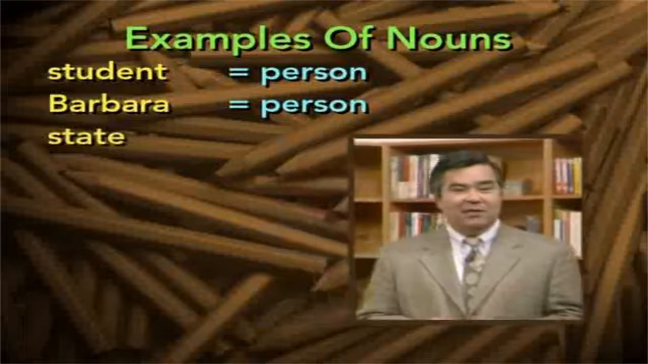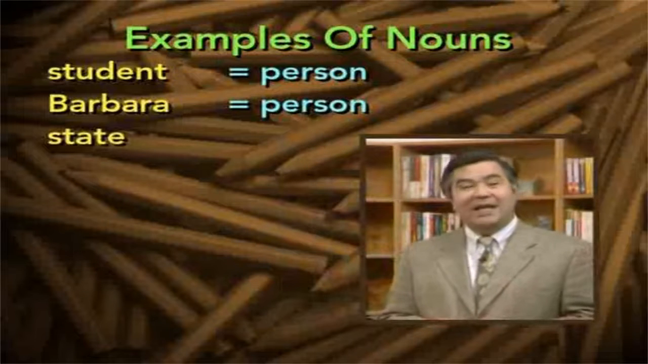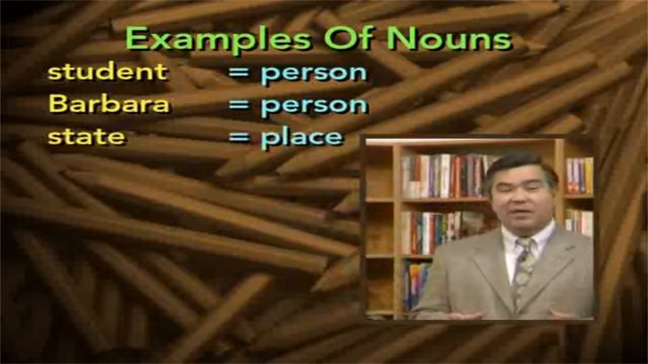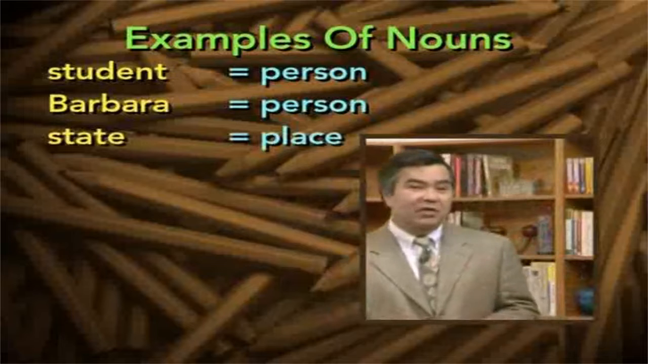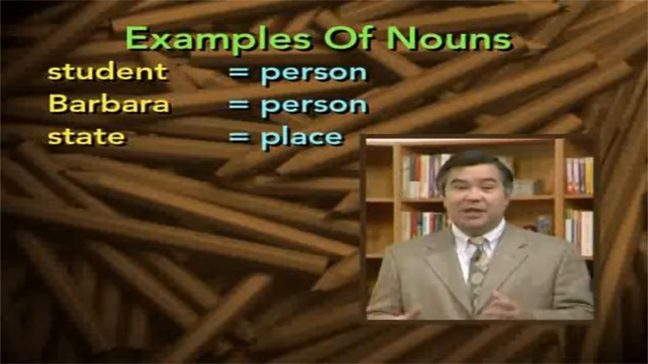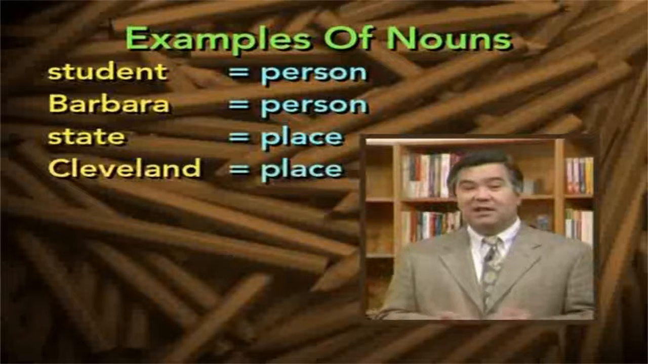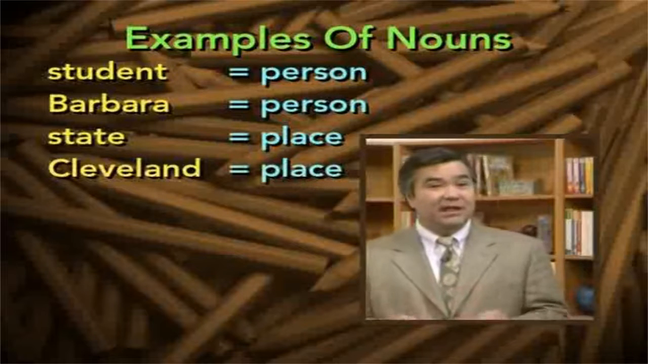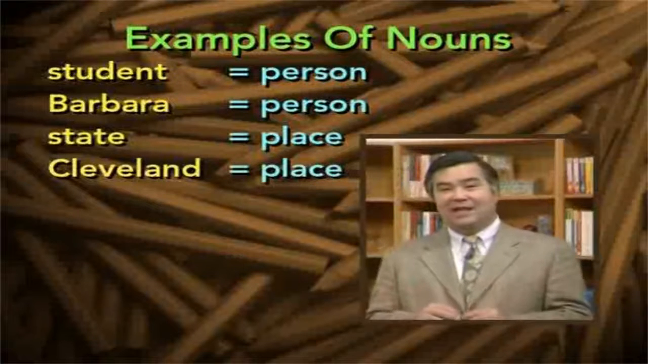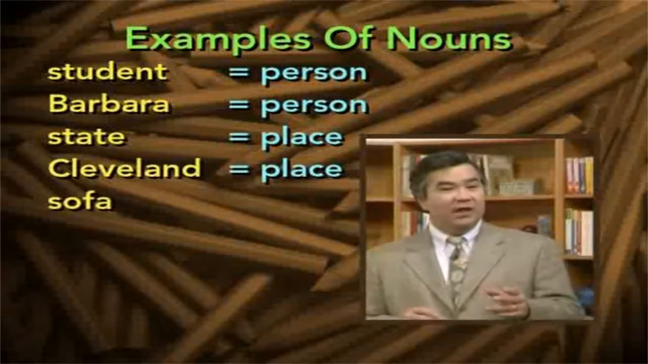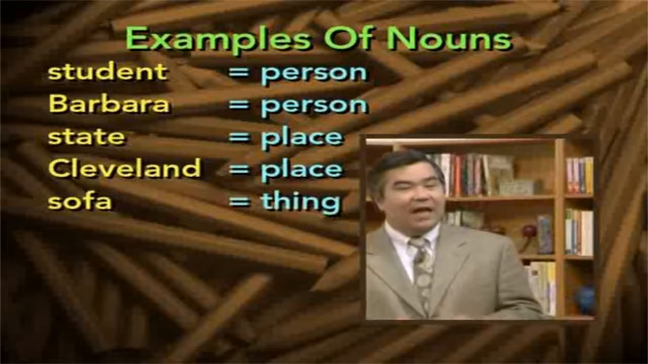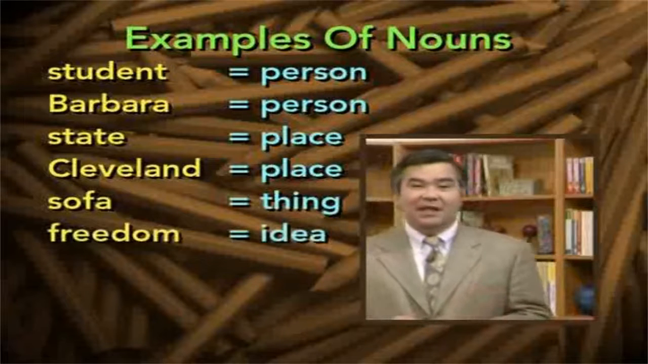What about state? What does that name? Well, that names a place. A state would be one of the 50 states that goes to make up the United States, and it's a place where you might live. Cleveland also names a place. Again, a very specific place, a particular city within the United States. Sofa names a thing, and freedom names an idea.